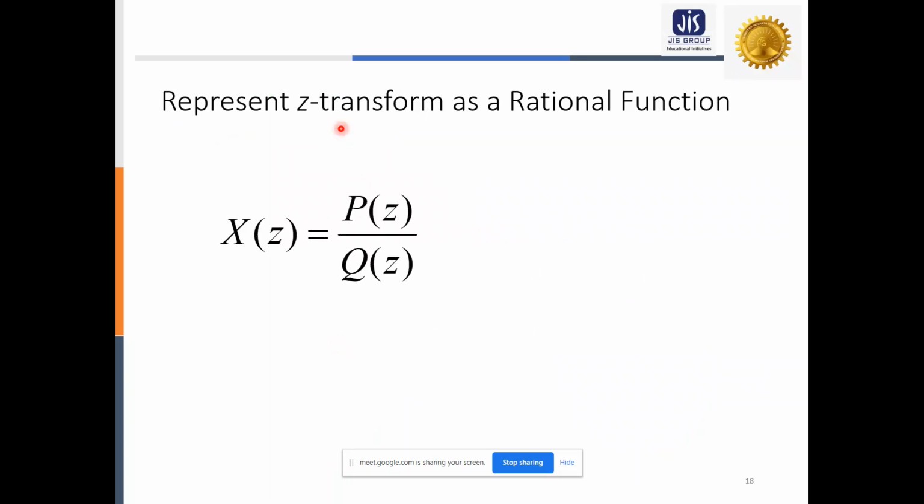Now for a rational function, rational means X(z) is considered as P(z) by Q(z). These are rational. P(z) and Q(z) are polynomials in z, polynomials with variable z.